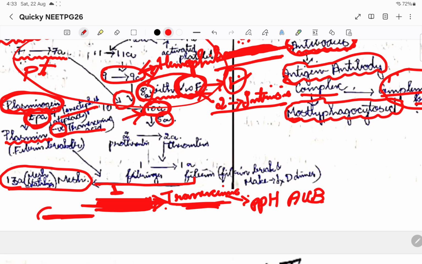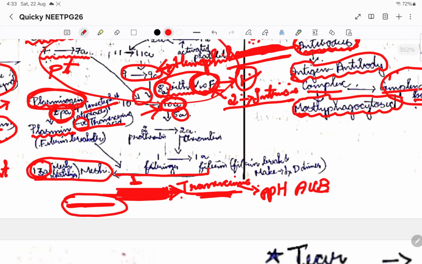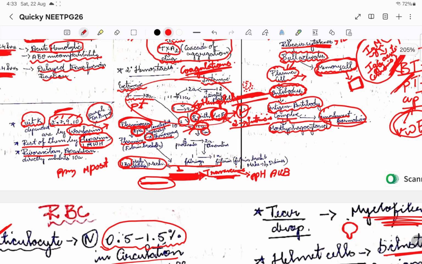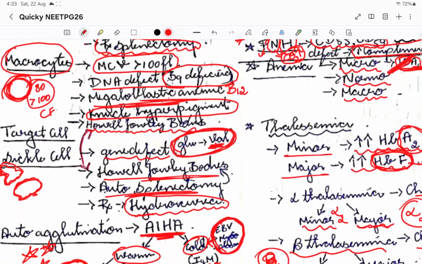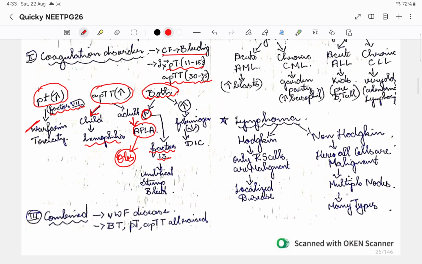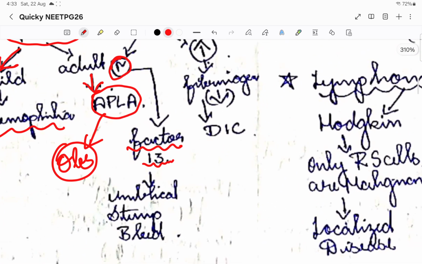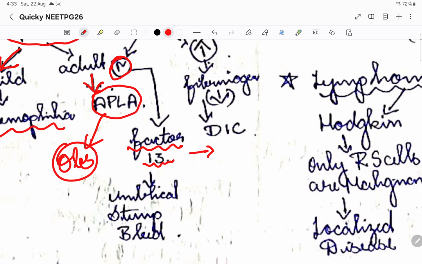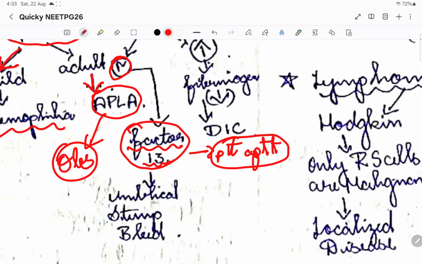So to stabilize that mesh, we required something known as factor 13. This is the final thing required for the stabilization of the mesh that was put by the plumber for the leakage. If there is a factor 13 defect, it is not going to show up in PT and APTT, because PT and APTT will both be normal here. There is no coagulation pathway that is getting affected. It is the factor 13, the stabilizer, that is getting affected.